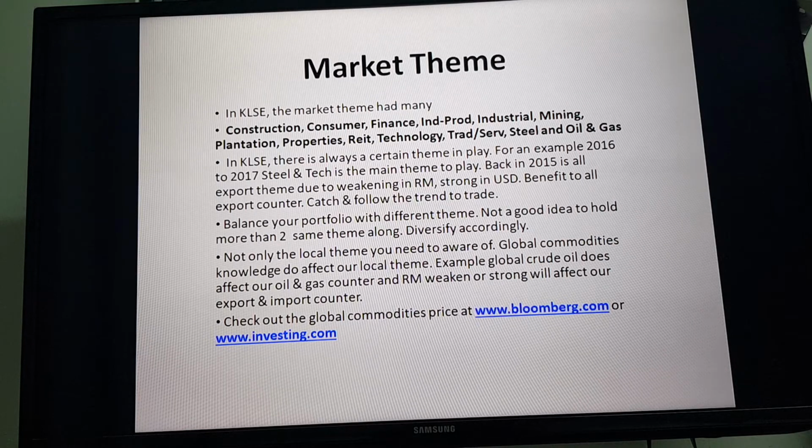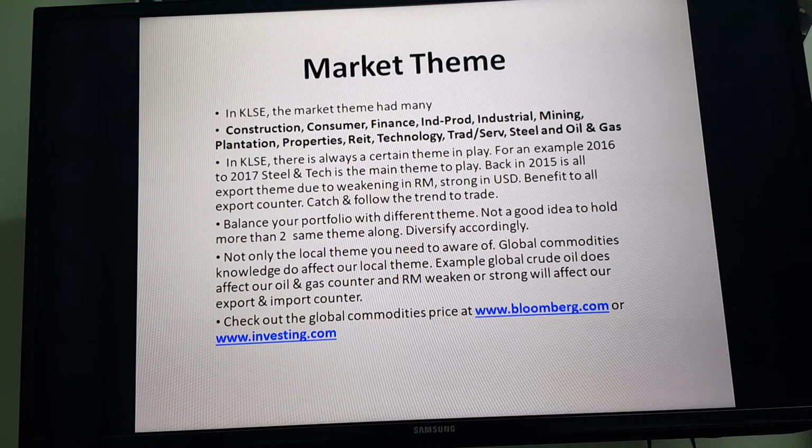So I think just some tips for this current year, 2018. The main theme is still oil and gas. As you can see, our crude oil continues to rise. And one more thing is you need to ensure your portfolio is balanced with different themes. It's not a good idea to hold more than two of the same theme. So you need to diversify accordingly.